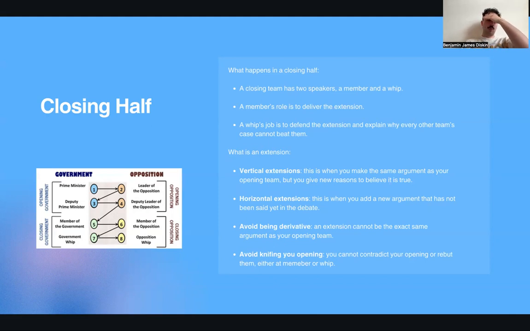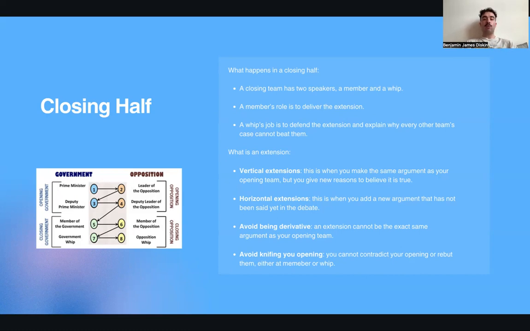Now what we're going to do is take a small pause on what whip speakers do and talk about what members do, which is the new substantive that's being delivered. That's often the most difficult, but it's also the most important part of what a closing team in BP debating does. The first thing I'll talk about is that there are broadly two types of arguments that closing teams can give. The first is what are called vertical extensions. The word extension here is really just a BP term that means argument.